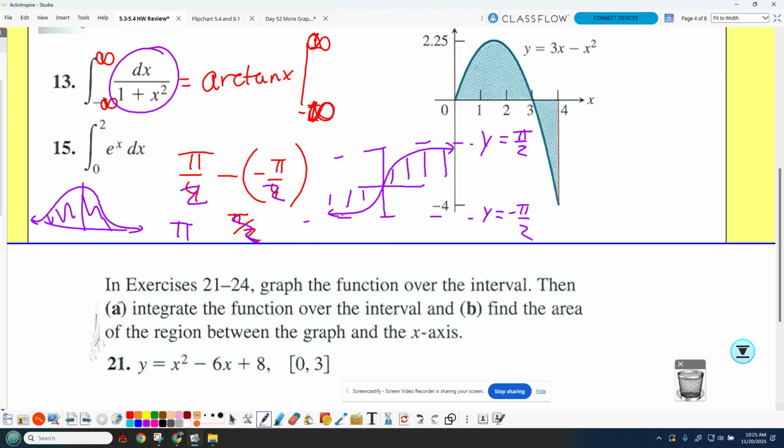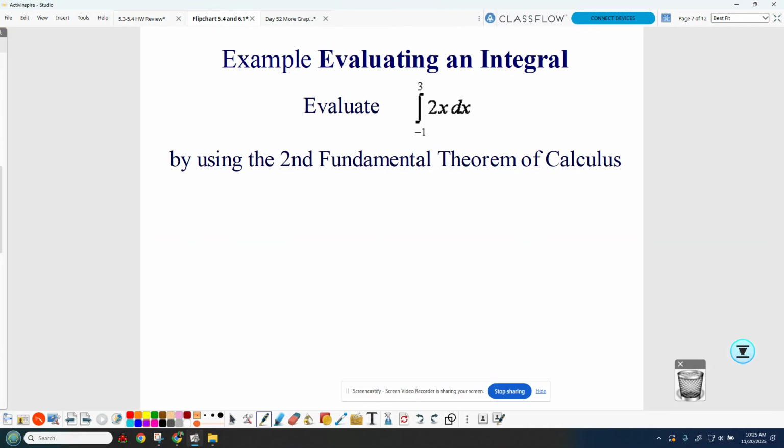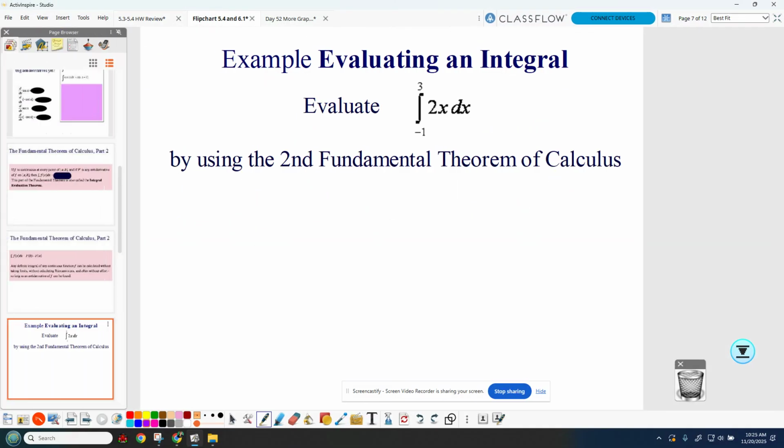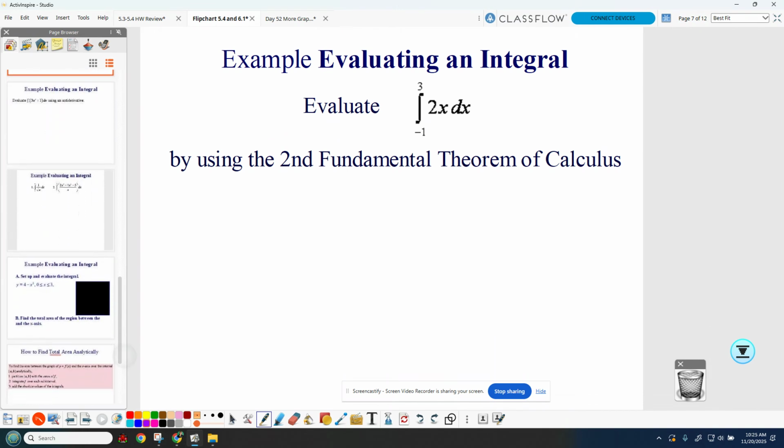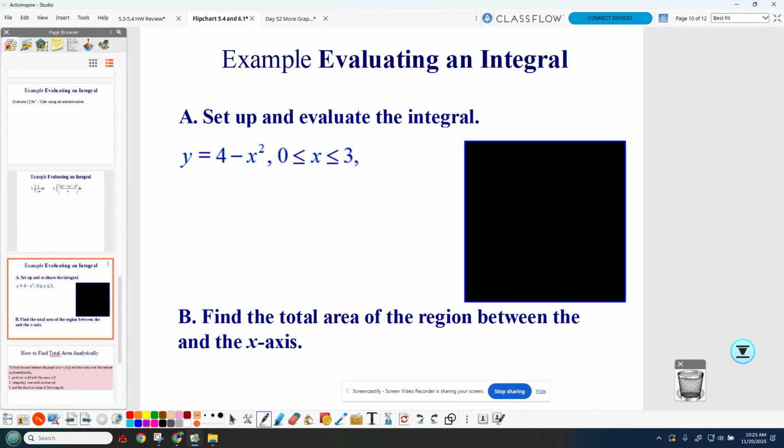Okay. I needed to show you something new, something not super new, but something else. Okay. These words, total area. Let me look at something else first.